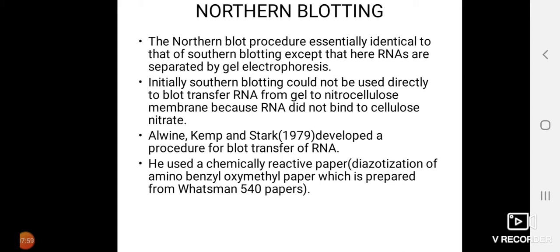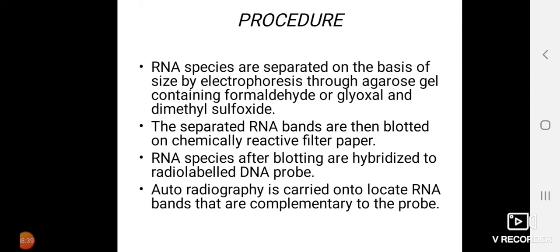They'll be fixed with the nitrocellulose membrane, and then these particular fixed RNAs are going to be analyzed by using specific probes, and these particular probes are going to be nucleic acid sequences, which can be either single stranded DNA type, or it can be another RNA which is having complementary sequence. So this method was developed by Alwine, Kemp and Stark, and they originally used a chemically reactive paper, that is diazotized aminobenzyloxymethyl paper.